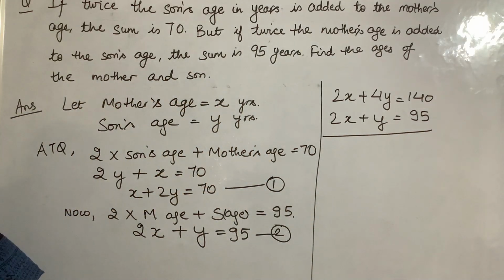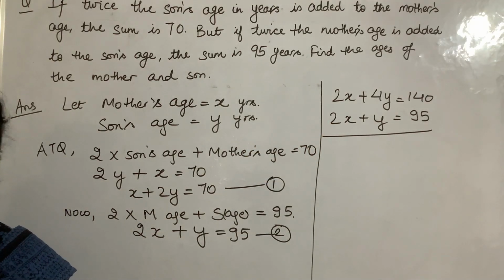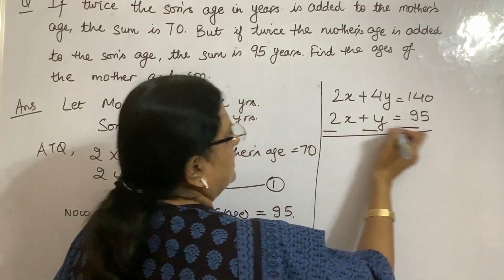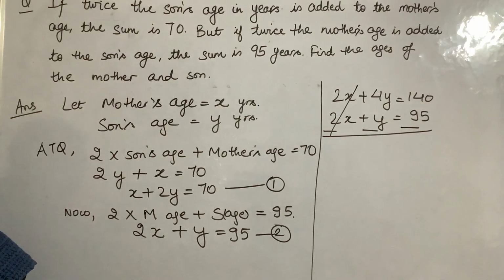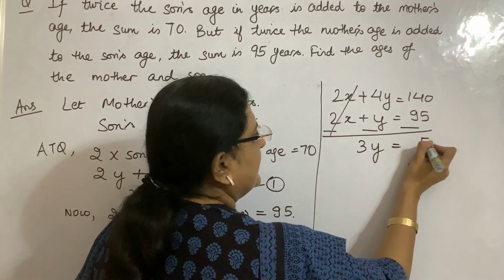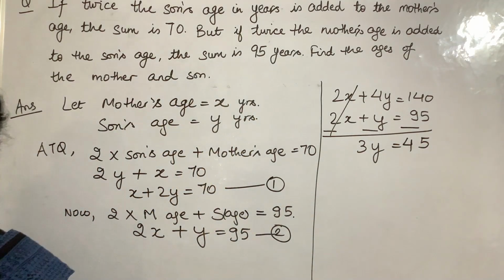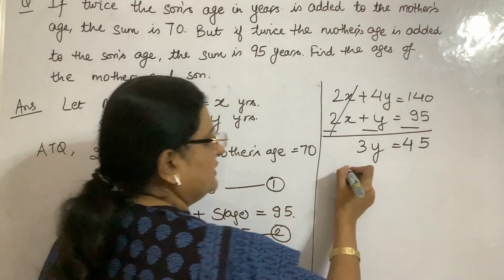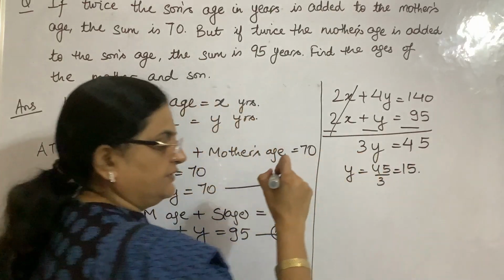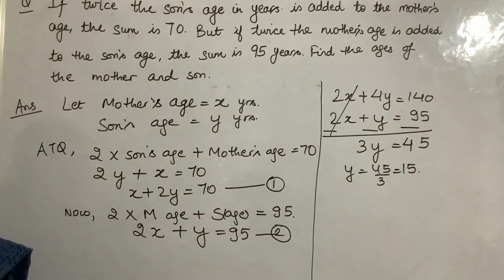Now, whether to add or subtract, both have the same sign. Same sign means you have to eliminate, means you have to subtract. So subtract both the equations. 2x will cancel out. 4y minus y will give you 3y, and 140 minus 95 you will get 45. Very simple. So y will be equal to 45 upon 3, which will be equal to 15. And y was what? The son's age. So the son's age is 15 years.